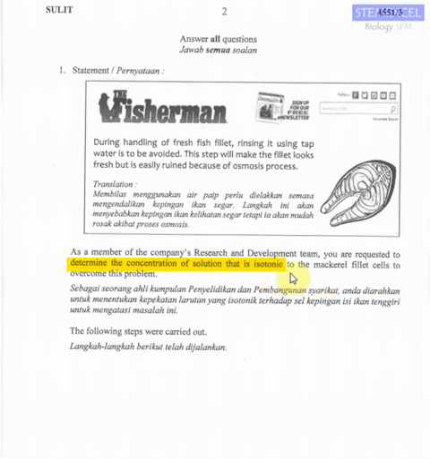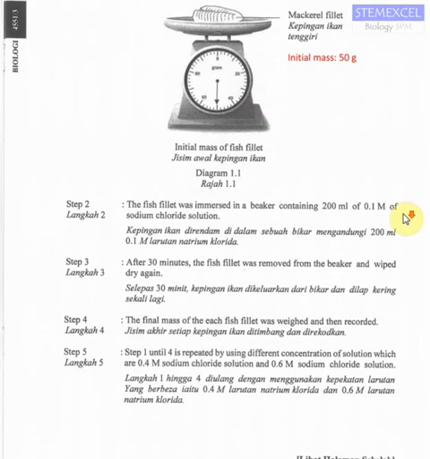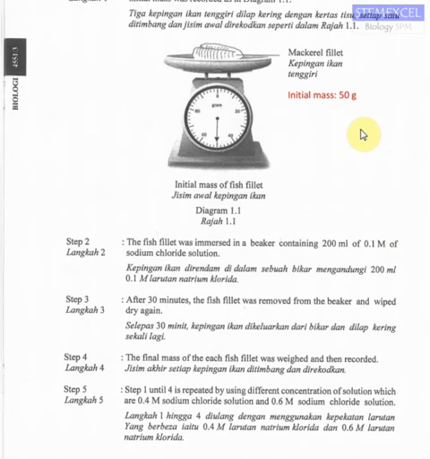So here you are requested to determine the concentration of solution that is isotonic to the mackerel fish fillet, and so you have to look at the steps that are being carried out. Here is step 1, where they have 3 different fish fillets that were wiped with tissue paper, weighed, and then they record the initial mass. So you have to take note of the initial mass, and this would be 50 grams. You don't have to write it down in the answers, but you have to take note.